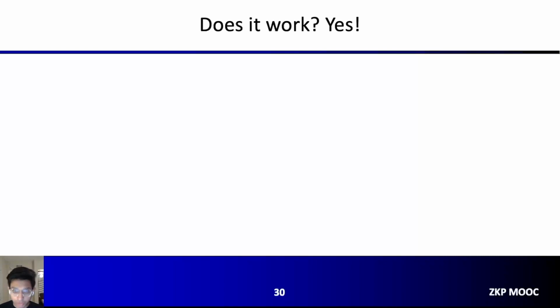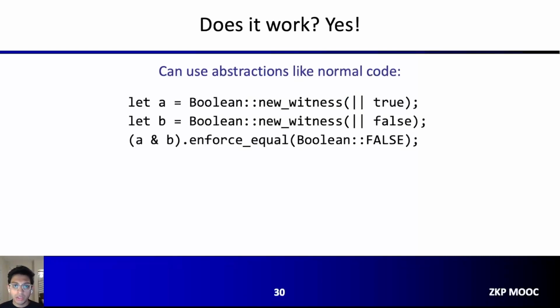Okay, does this approach actually work? Yes, we can declare our variables very nicely. We just say it's a new witness, and we give A and B true and false. And then we can enforce that the result of A and B equals false. We have this very simple line. So now we don't have to have manual calls to constrain and new variable and manual LC generation. We can just write A ampersand B.